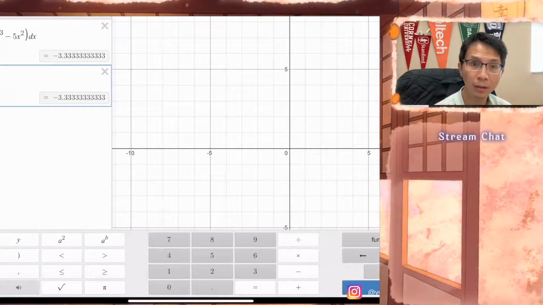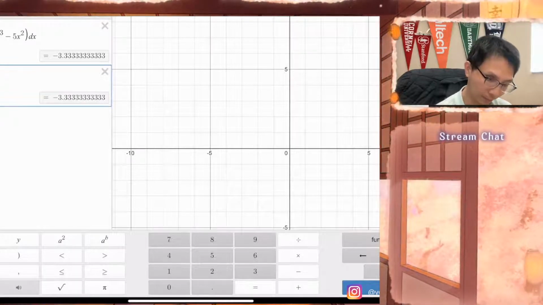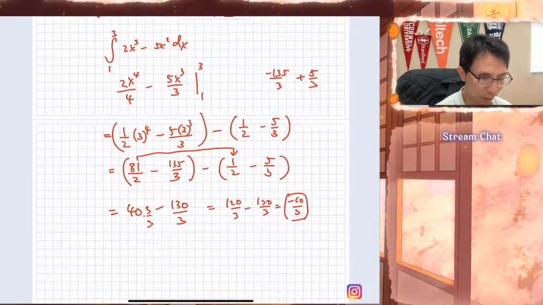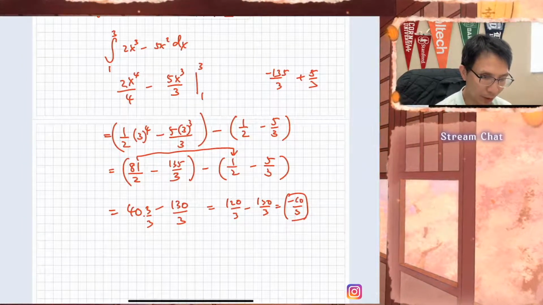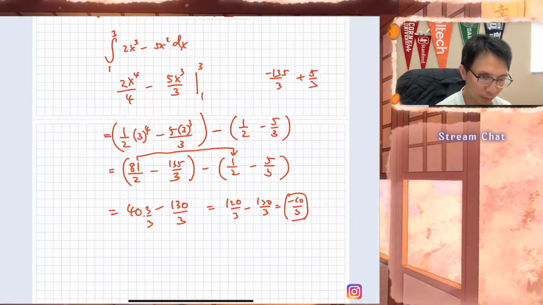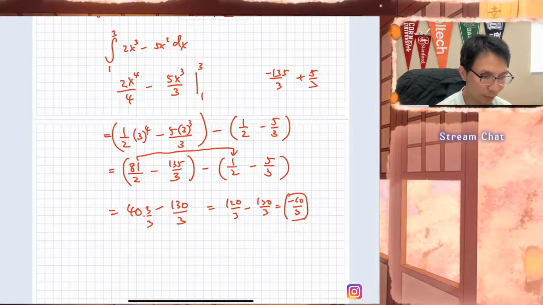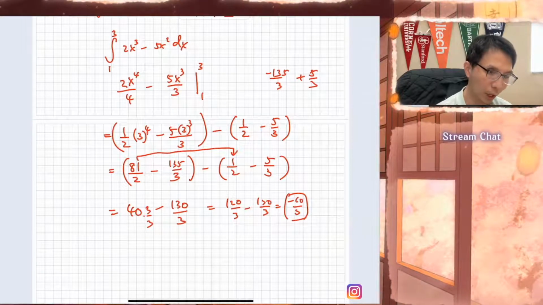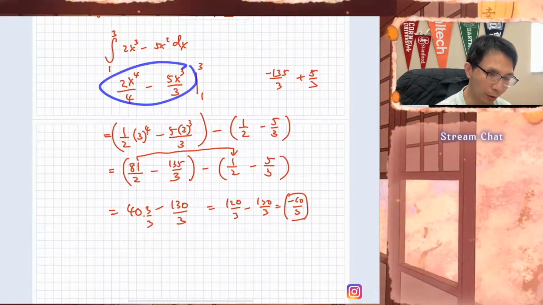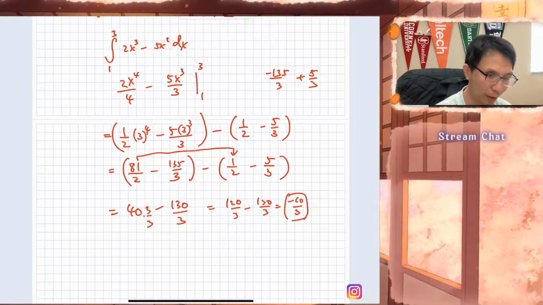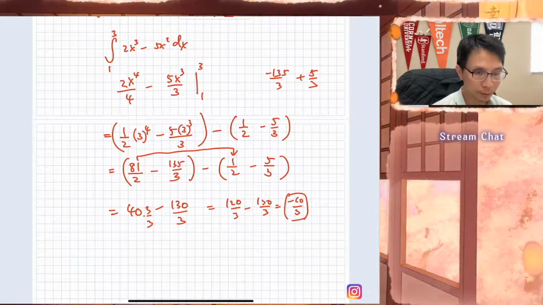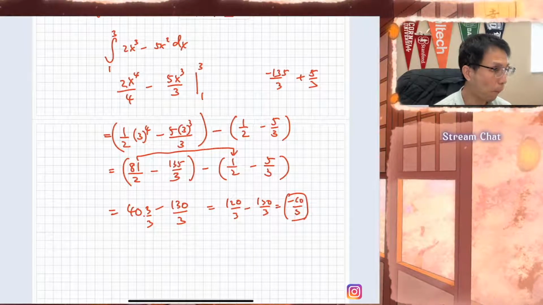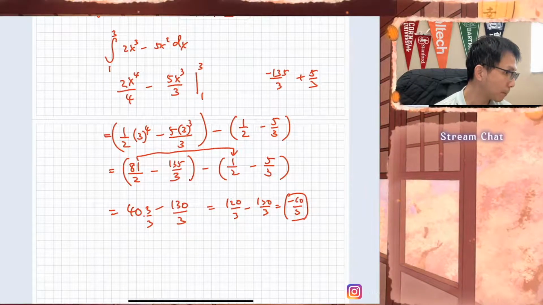Why do you subtract the 1/2 minus the 5/3 in the second proof? 1/2 minus what? 5/3. Why do you subtract that from? I plug in 1. Oh, I plug in 3 into here, subtract, I plug in 1 into here. Does that make sense? Yeah. Okay.